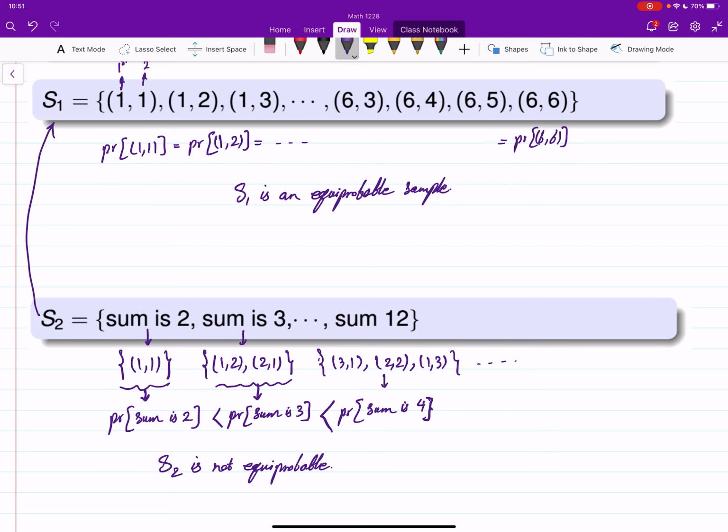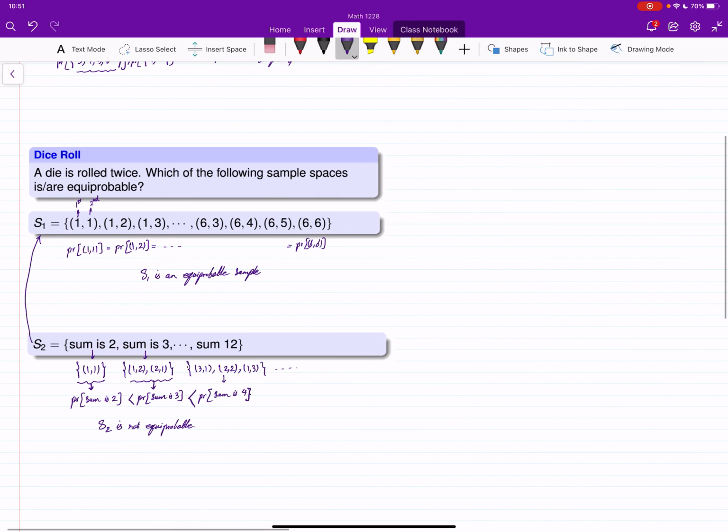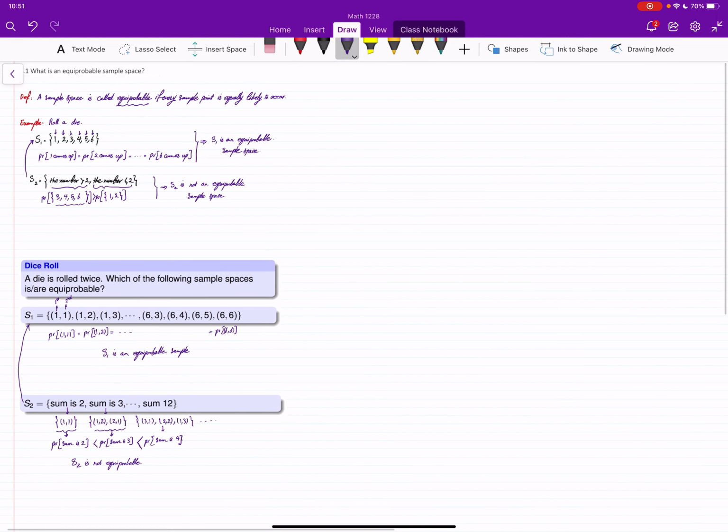And as I said, in a different video I will show why these equiprobable sample spaces are good sample spaces and how they can help us to evaluate the probabilities of events.